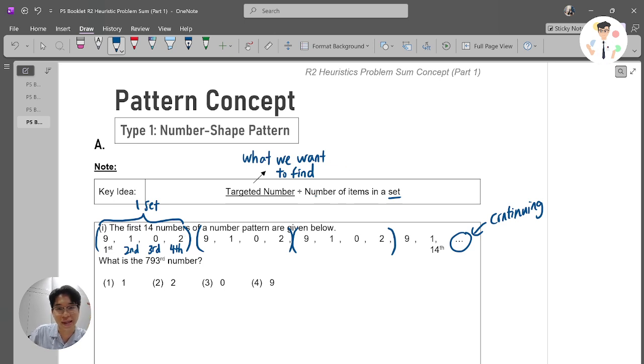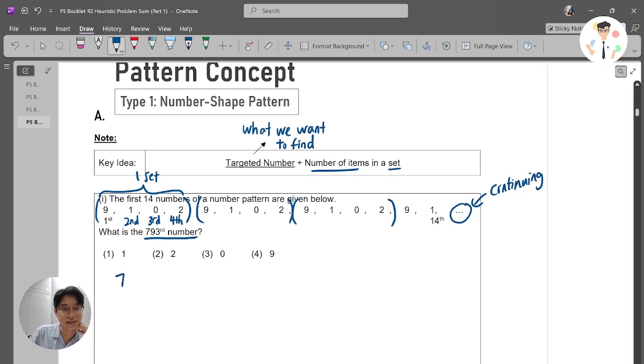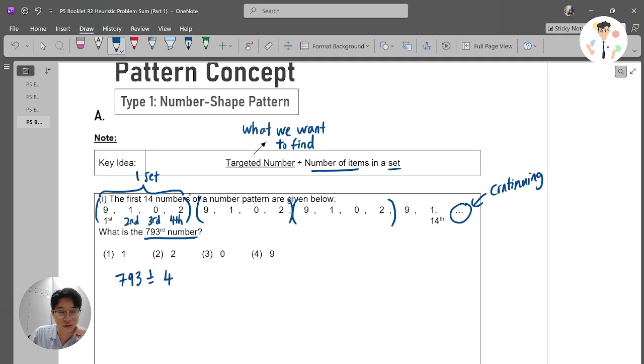So what do I mean by number of items in a set? Basically it means I have 4 in a set, means 4 here. And if you look at this idea, what I'm saying is that if you want to look for the 793rd number, you are supposed to use this targeted number divided by the number of items in the set. So in this case, 793 divided by 4. Why 793? Because this is what I want to find. Why is it 4? Because there are 4 items or 4 numbers in this one set.